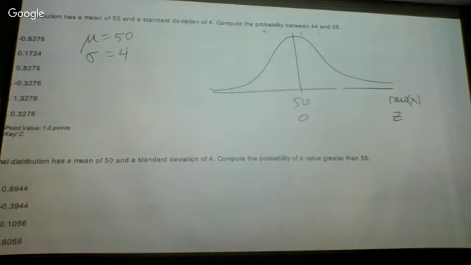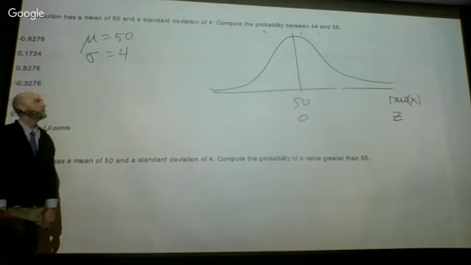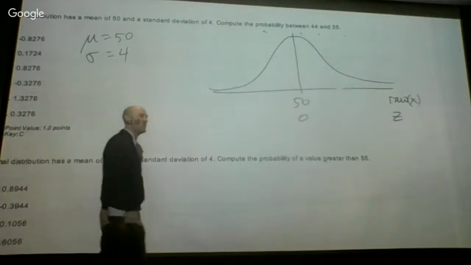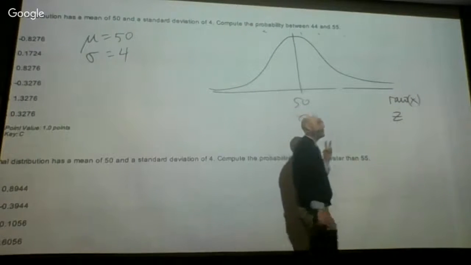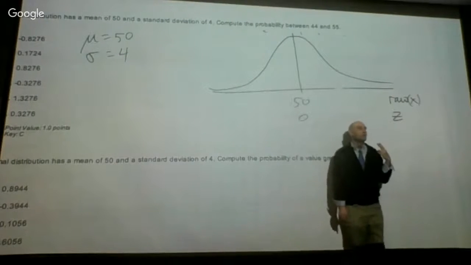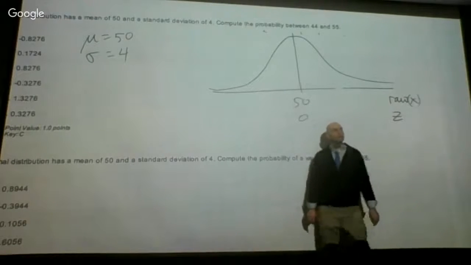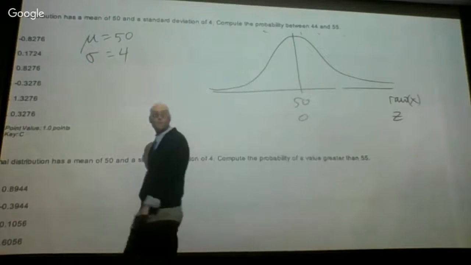Two raw scores I got to put on here. Samantha convinced me that you're here. What two raw scores do I have to make sure are on here? Thank you. How do I compute the z-score of 44?